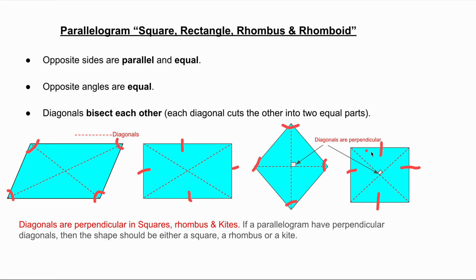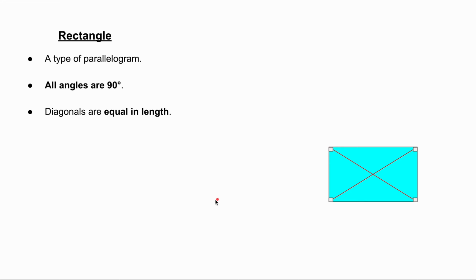In this case, we can see that the angles are also the same in a square. Let's look at a rectangle. This is a rectangle. It's a type of parallelogram.